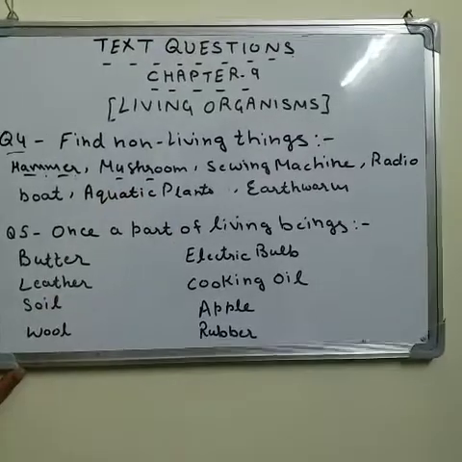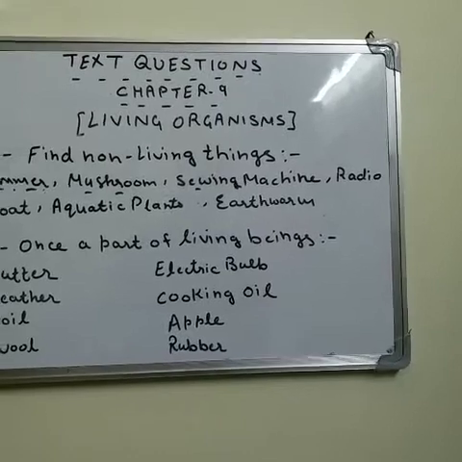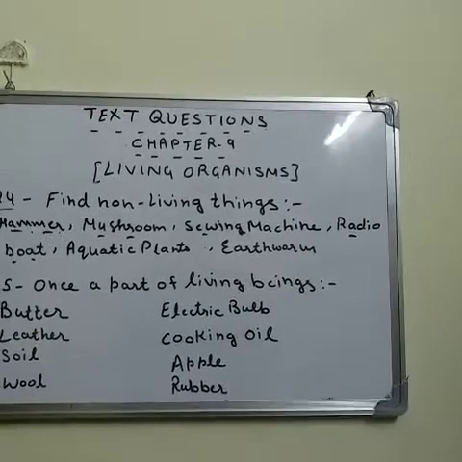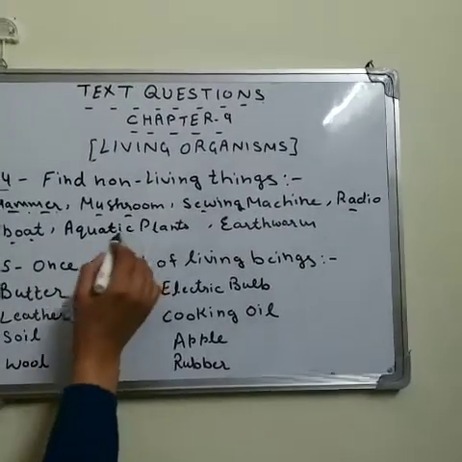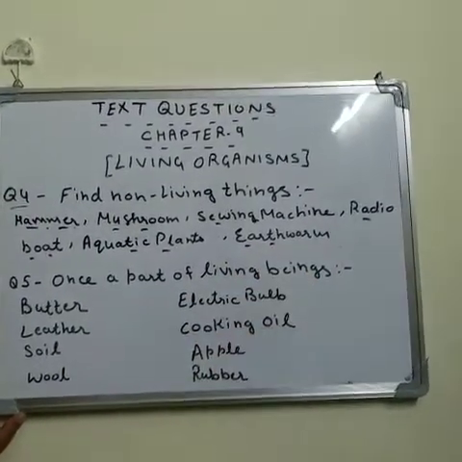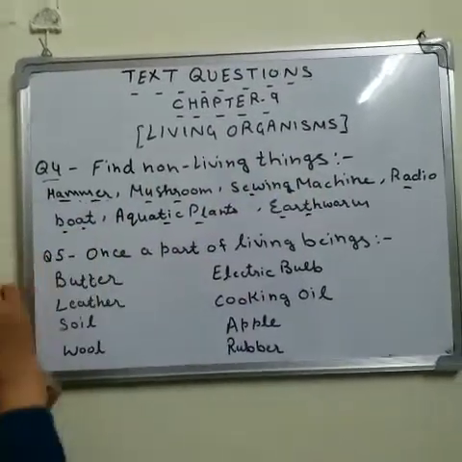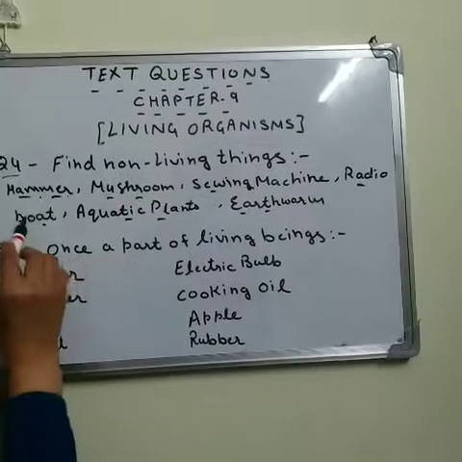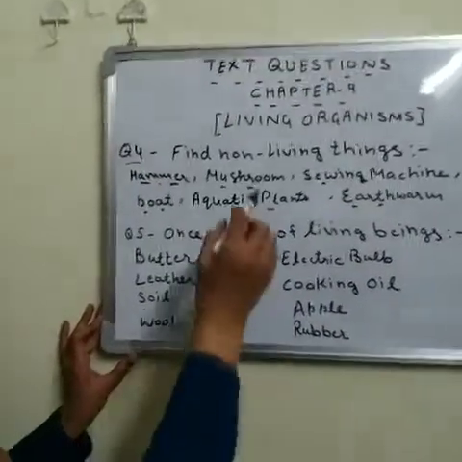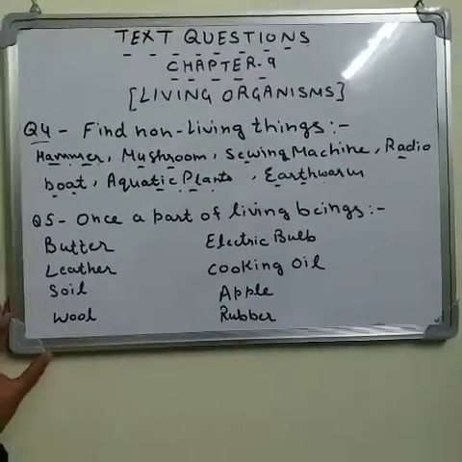Now mushroom. Mushroom is a living thing. Sewing machine is non-living. Radio is a non-living thing. Boat is a non-living thing. Aquatic plants, as you know, are living things. And earthworm is also a living thing. So the non-living things are hammer, sewing machine, radio, and boat. And the mushroom, aquatic plants, and earthworm are living things.